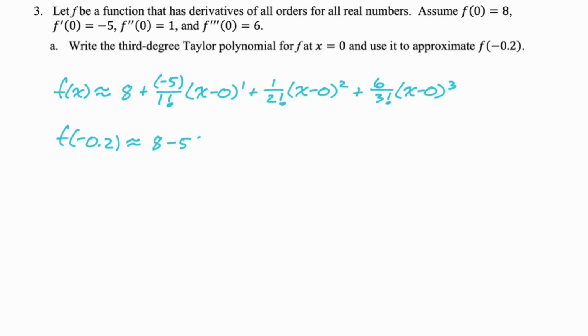So we're going to get 8 minus 5, -0.2 to the first, and then 1/2, -0.2 squared, and then I wrote 6 over 3 factorial. That's actually just 1, but there we go. All right, so that's what we got for part A. Pretty straightforward. Let's take a look at part B.